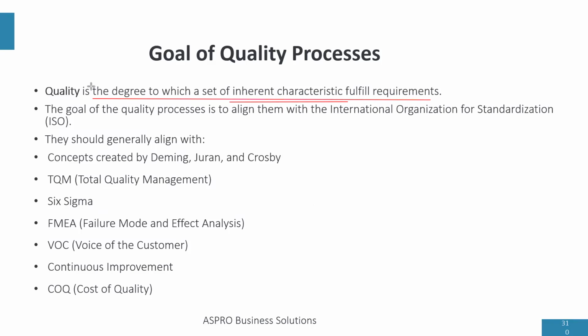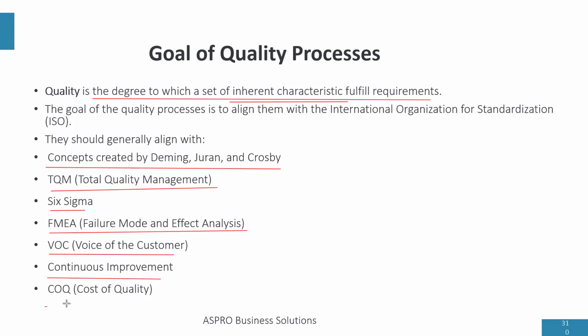They should generally align with concepts created by Deming, Juran, and Crosby. Such concept examples are total quality management, Six Sigma, failure mode and effect analysis, voice of the customer, continuous improvement, and cost of quality. So we're going to talk about some of these topics in our journey into quality. Some of the ones we're going to talk about first include the Deming cycle and how the Deming cycle has improved quality.